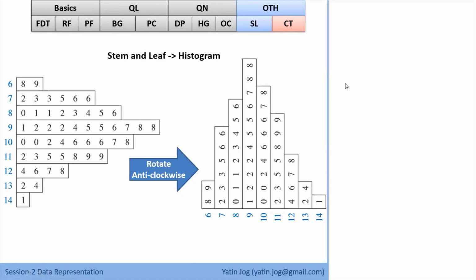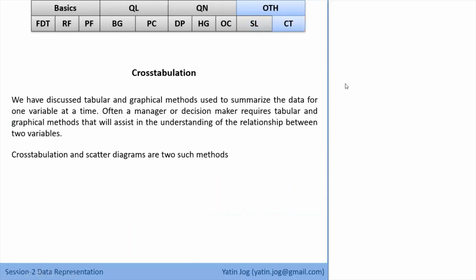The next is CT, that is cross tabulation. Now we have discussed tabular and graphical methods used to summarize the data for one variable at a time. So whatever we have discussed till now, all the data sets, we are talking about only one variable. Often a manager or decision maker requires tabular and graphical methods that will assist in the understanding of the relationship between two variables, or maybe more than two variables. So at least two variables.